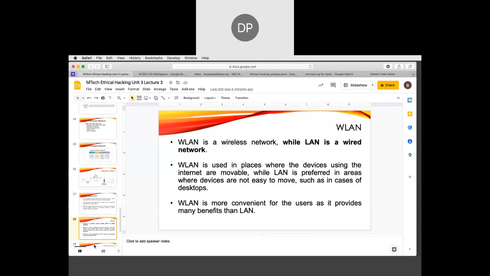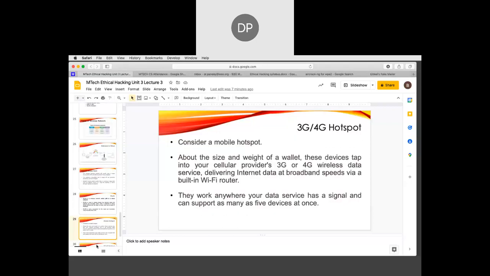But in the case of a desktop also, we can buy some Wi-Fi cards and install them inside the CPU, and then it will be able to connect with Wi-Fi. WLAN is more convenient for the user as it provides many benefits over LAN. So the last point is 3G or 4G hotspot.